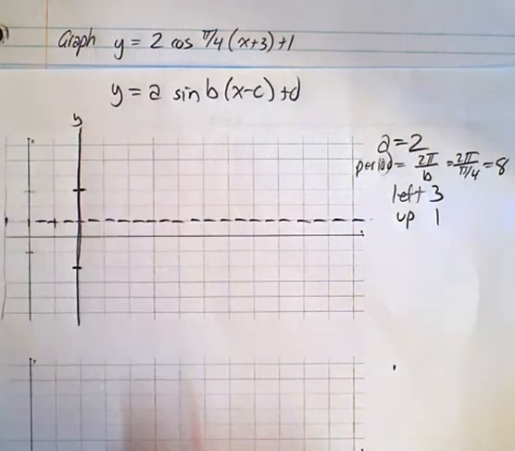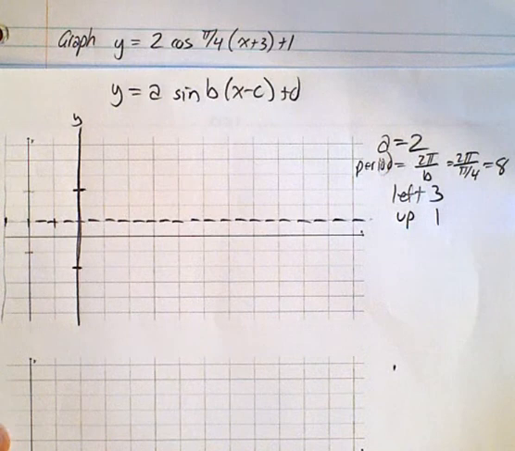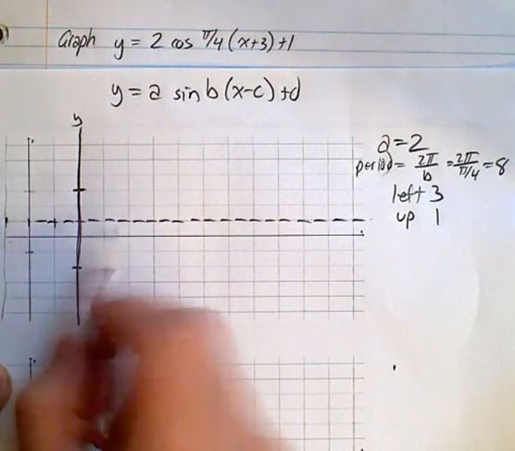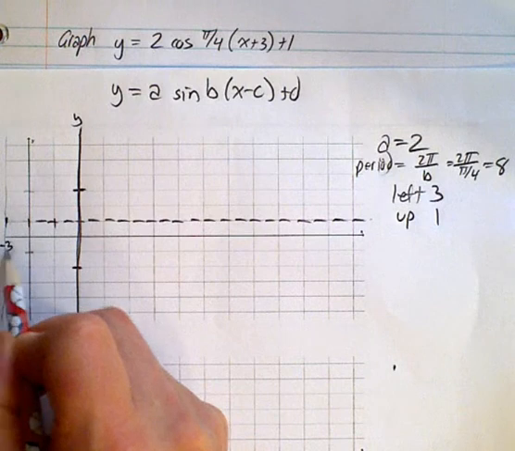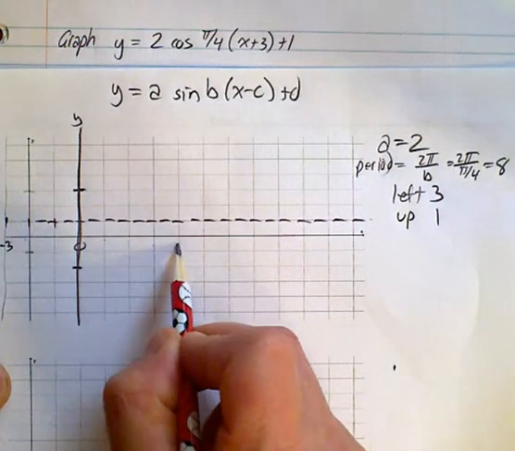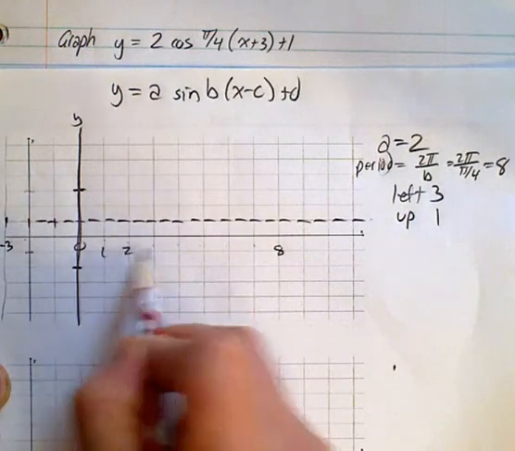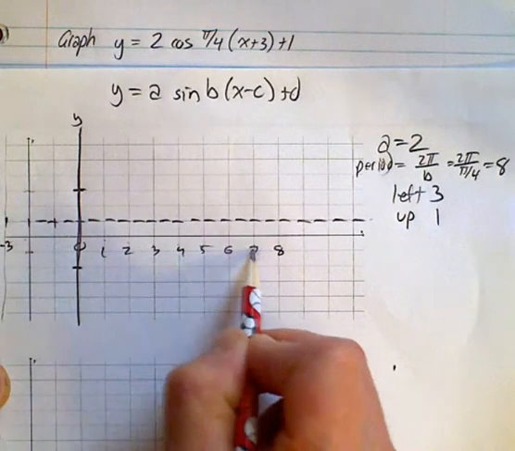We have to figure out a couple things here. Now my period is 8. So what you want to do is break your period up into 8 pieces so that you can graph it properly. We'll just use these ticks as they are. So this is -3, -2. This is 0, 1, 2, 3, 4, 5, 6, 7, 8. We'll make it pretty simple here.